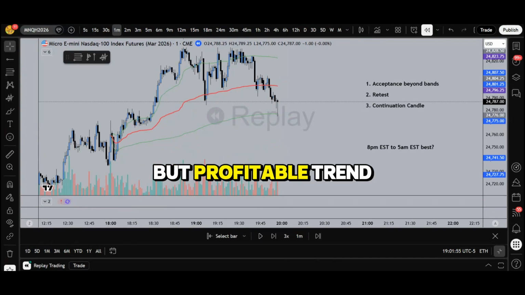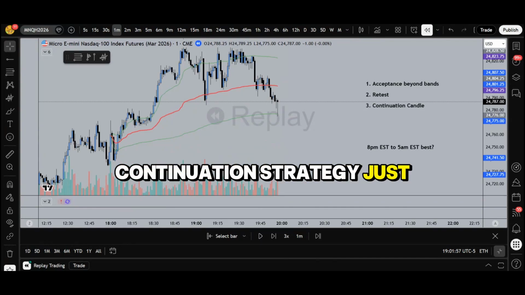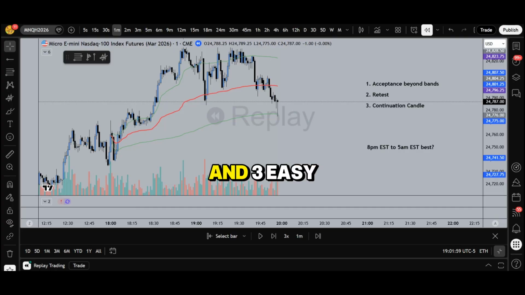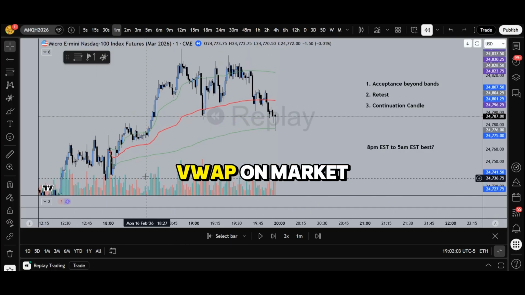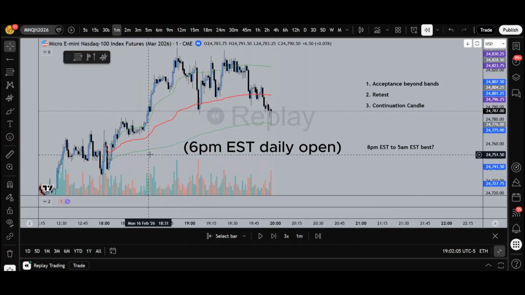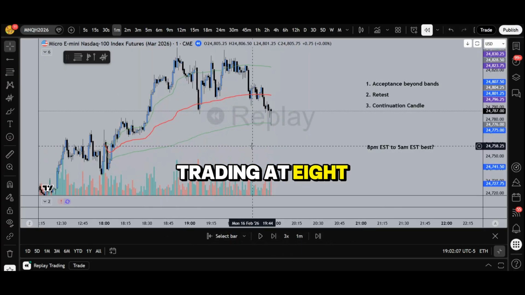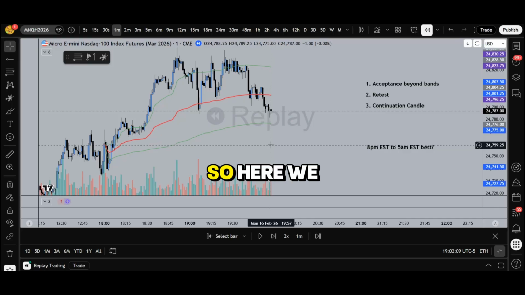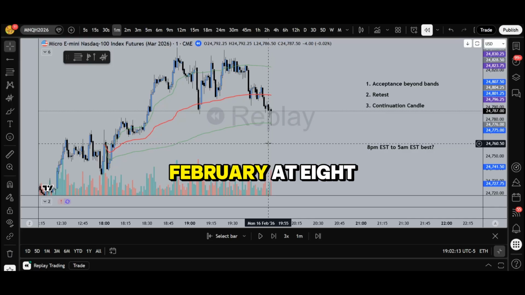This simple but profitable trend continuation strategy just needs one indicator and 3 easy steps. So first, you'll just need to put on your VWAP on market open. And then I like to start trading at 8 p.m. Eastern Standard Time. So here we are on Monday, the 16th of February at 8 p.m.